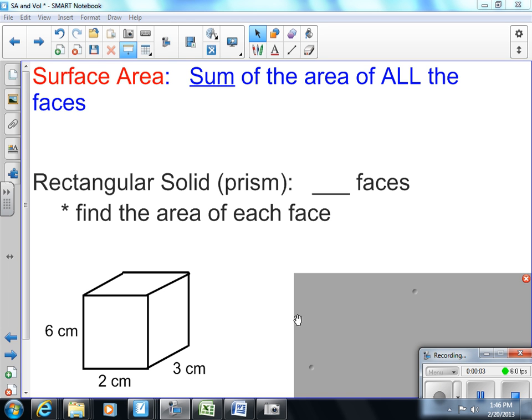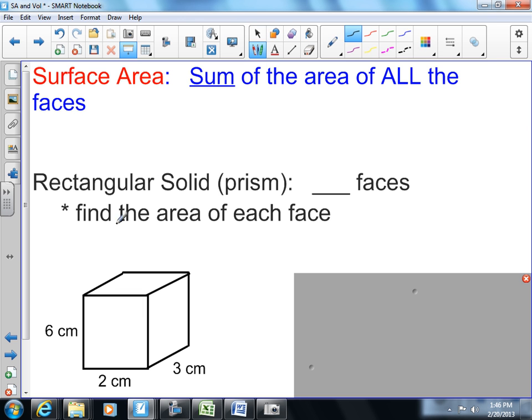Today we're going to be working on finding the surface area of solids. Now we're going to work on three basic solids: rectangular prisms, triangular prisms, and cylinders. So I want you to write down an example of each one, please. This is why yesterday it was real important that you could identify the faces, because to find the surface area, you're finding the area of all the faces.